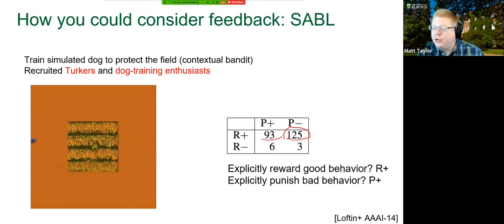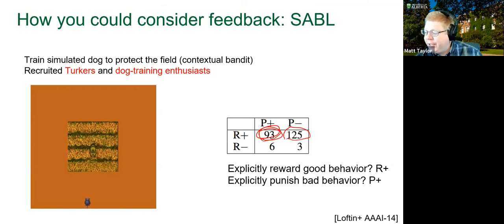There is also the group that said good when the dog did the right thing and said bad when the dog did the wrong thing. So in this case, let's see. So in the R plus P plus case, so when there's this explicit feedback, then if the person walks away, the agent basically freezes its learning because the saying nothing doesn't really have any useful information.